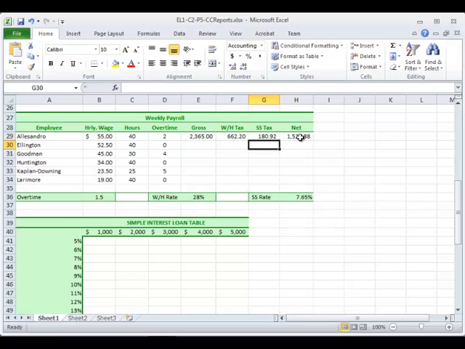So what's the net? The net is basically the gross pay, okay, and then you subtract the combined, or the addition of, the tax withheld and Social Security tax. You basically add those two taxes together because you have parentheses, and then you subtract it from the gross. Alright, so that's how you get it.